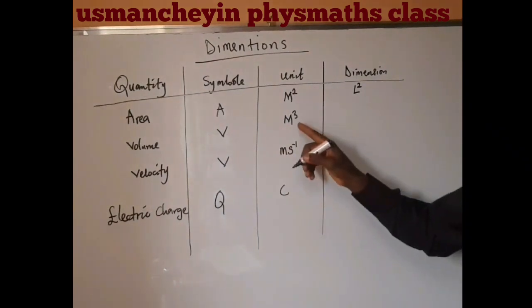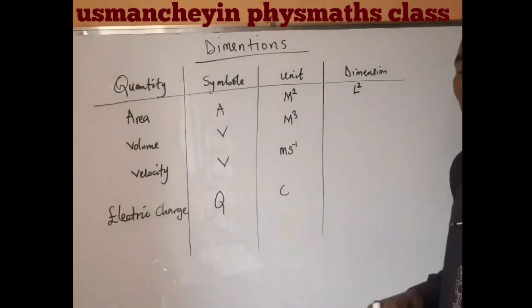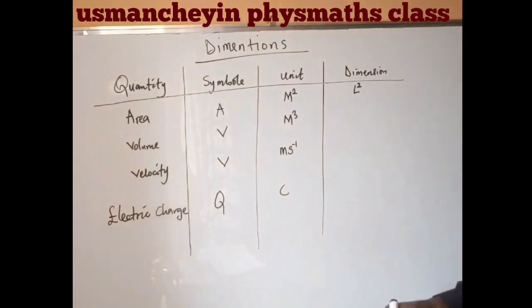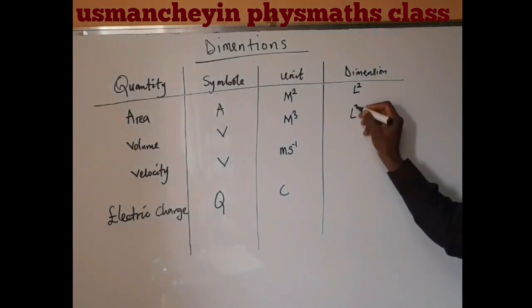When you come to volume, this is m cube, and we know that volume is always length times breadth times height. I've explained it in that very video. So the dimension of volume is just L cube.